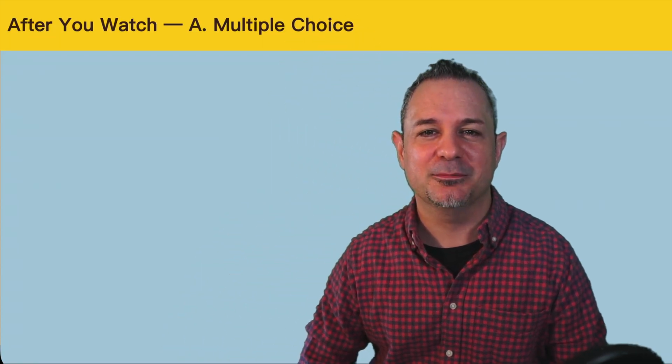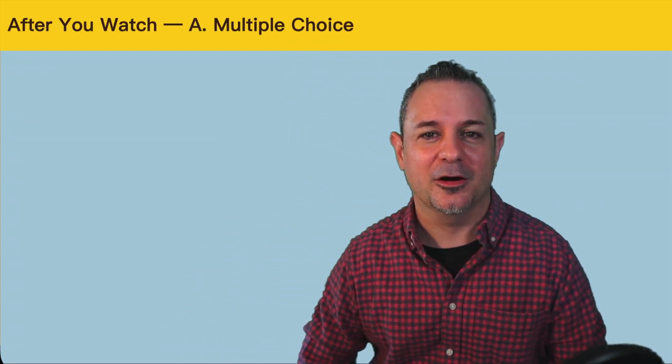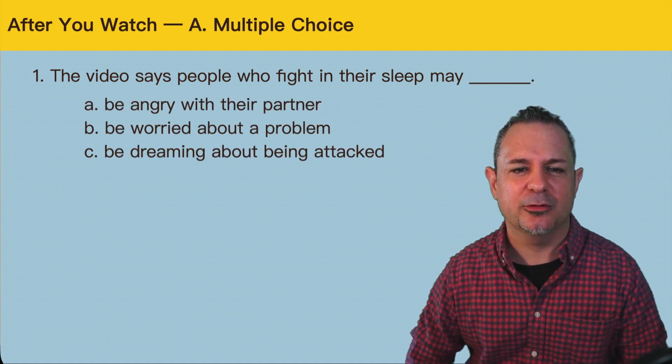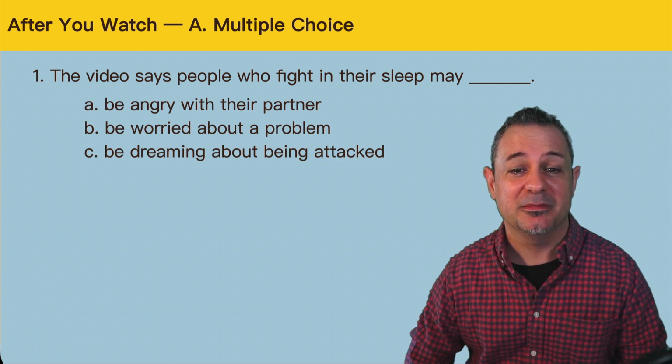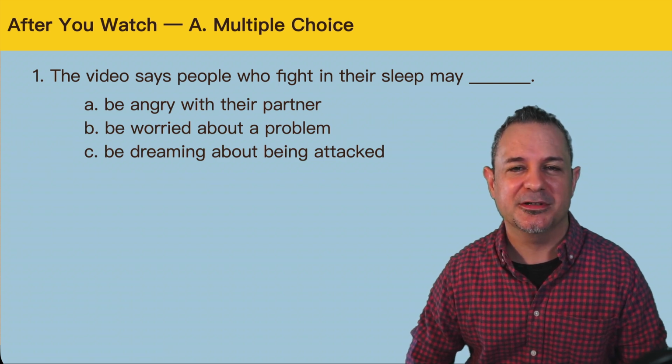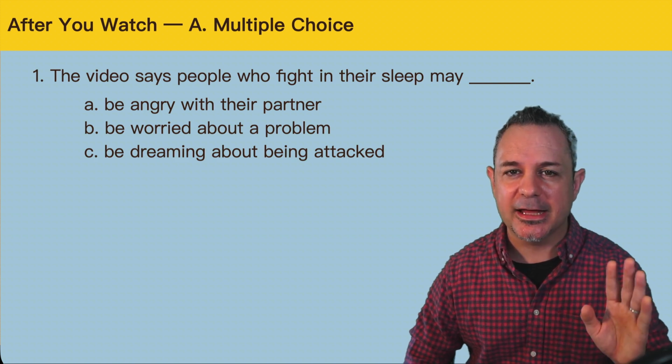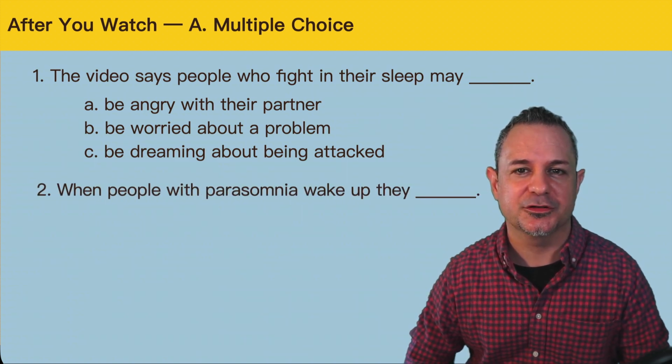Let's take a look at some multiple choice questions. There are 3 questions. The video says people who fight in their sleep may A. Be angry with their partner, B. Be worried about a problem, or C. Be dreaming about being attacked. Don't answer yet. Let's look at the other 2 questions first.